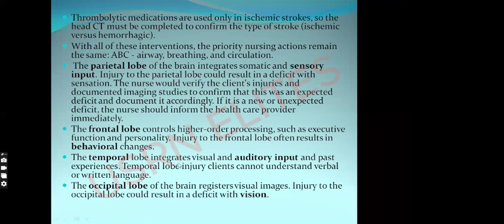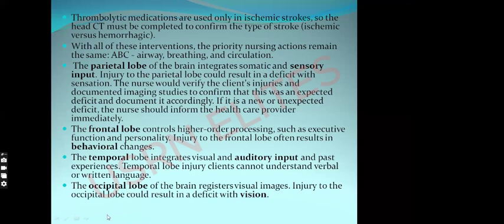The temporal lobe integrates visual and auditory inputs and past experiences. With temporal lobe injury, clients cannot understand verbal or written language. So you remember Wernicke's aphasia. When it has an issue, they cannot understand any verbal or written language. Not only verbal, even written form, they can never understand. So that is additional information to take note of.